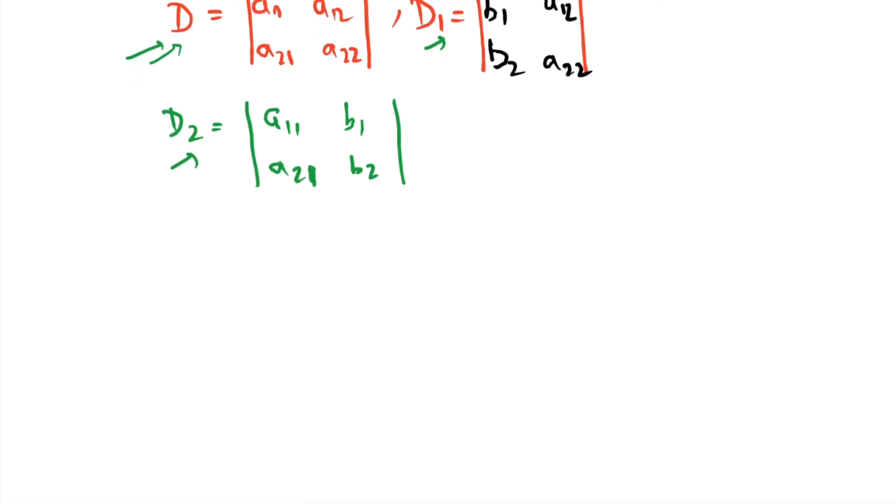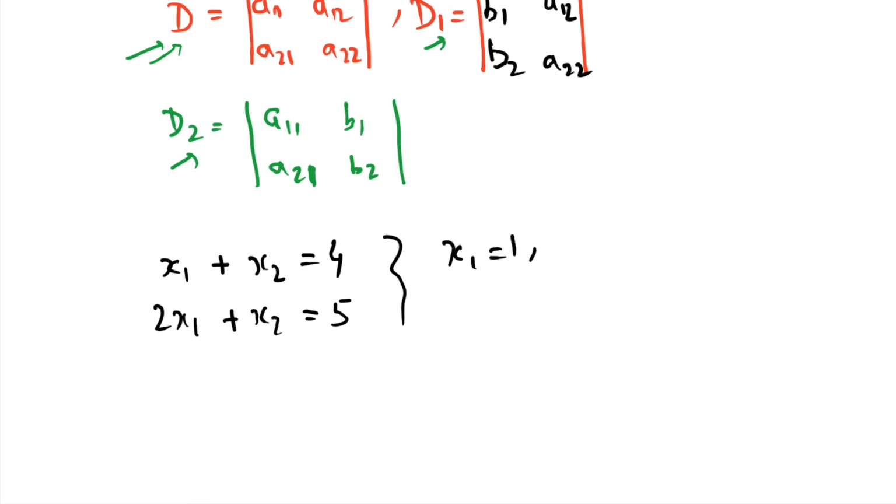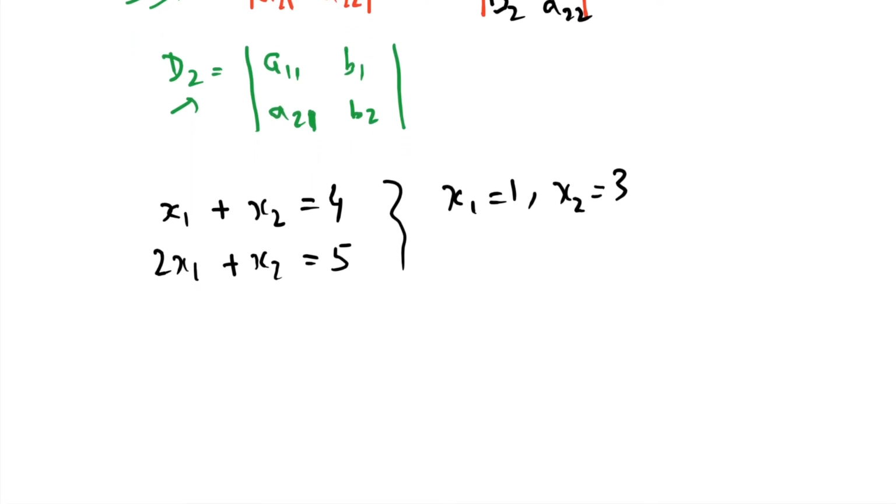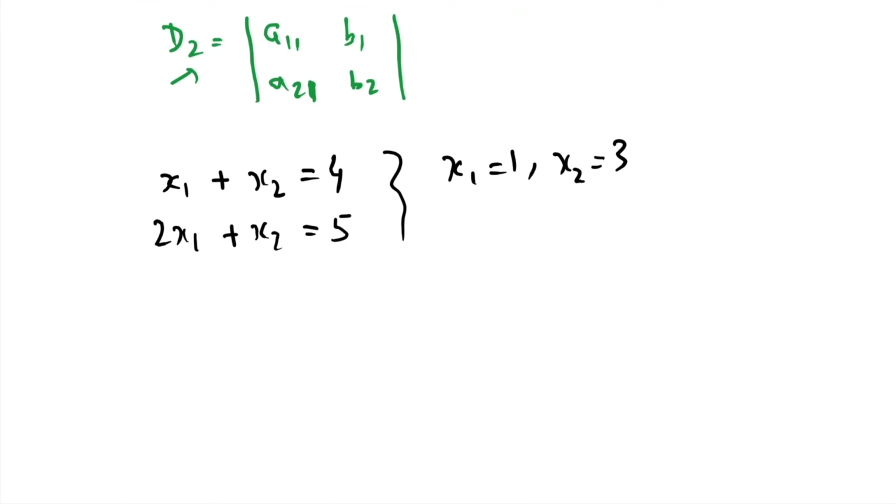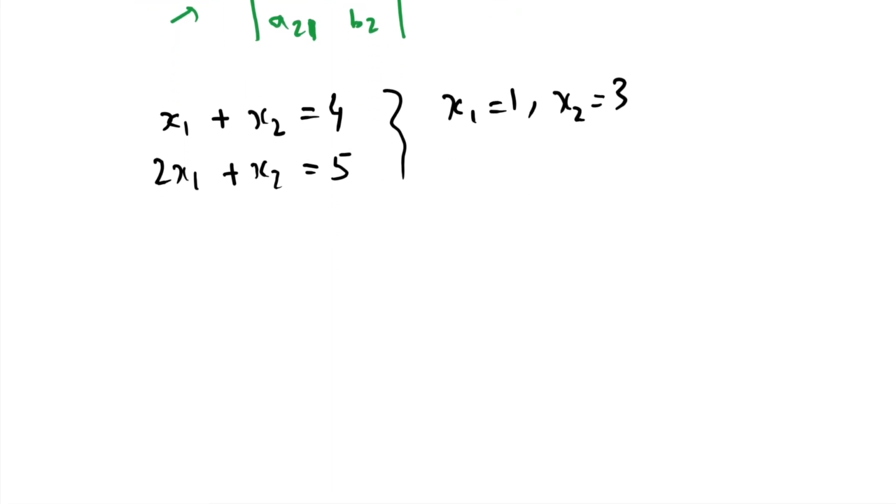Let's say we had the following linear system of equations: x1 plus x2 is equal to 4, and 2x1 plus x2 is equal to 5. By mere eyeballing this, you can see that the solution is x1 is equal to 1 and x2 is equal to 3. But let's use the trick that we just learned a while back.